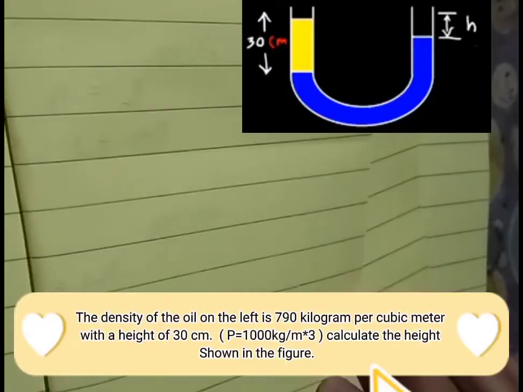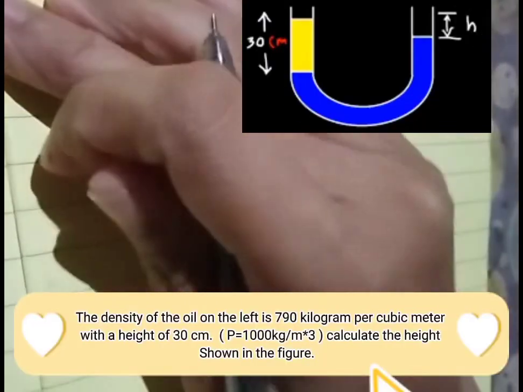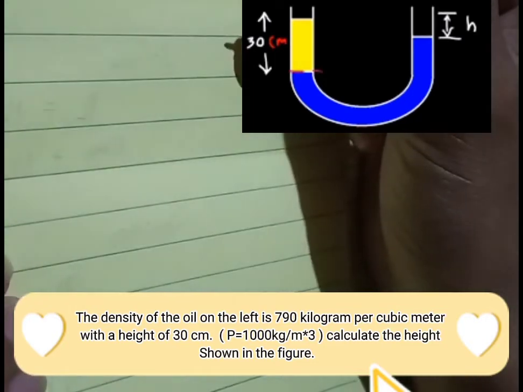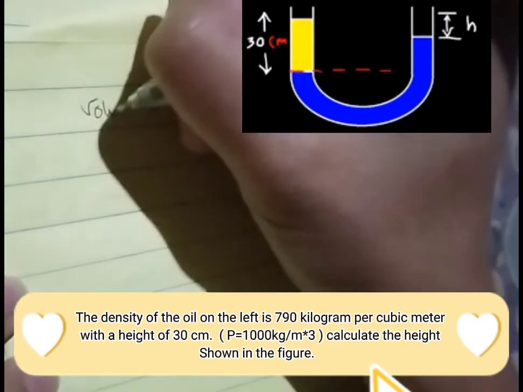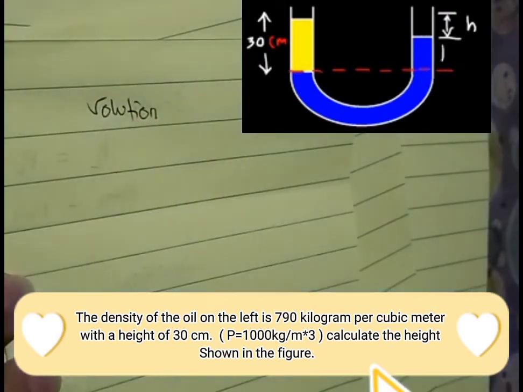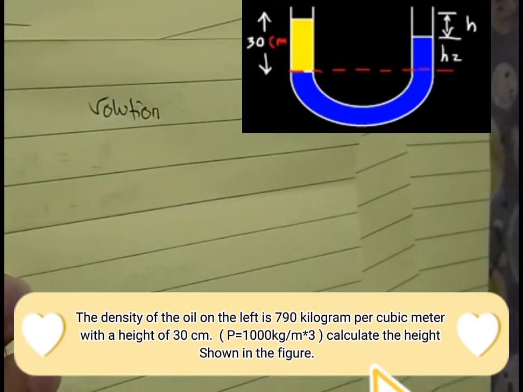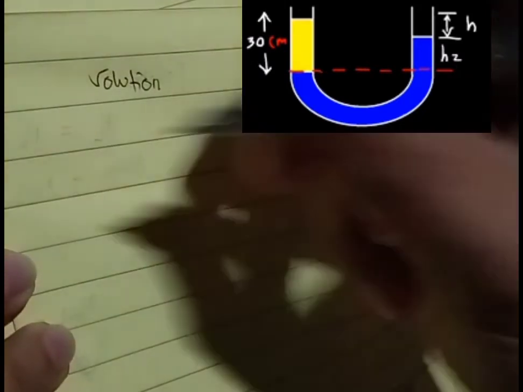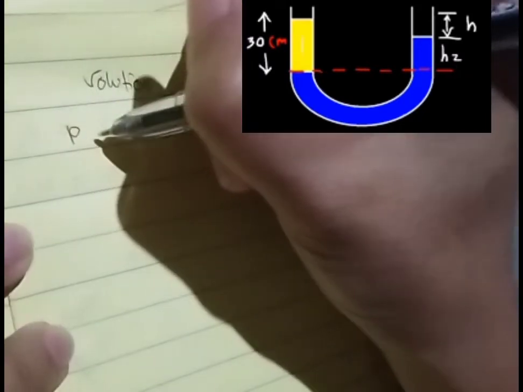We have one example here. The density of the oil on the left is 790 kg per cubic meter, with a height of 30 cm. The right side is filled with water. Calculate the height H shown in the figure. So we want to find this value H, so go ahead and try this problem.